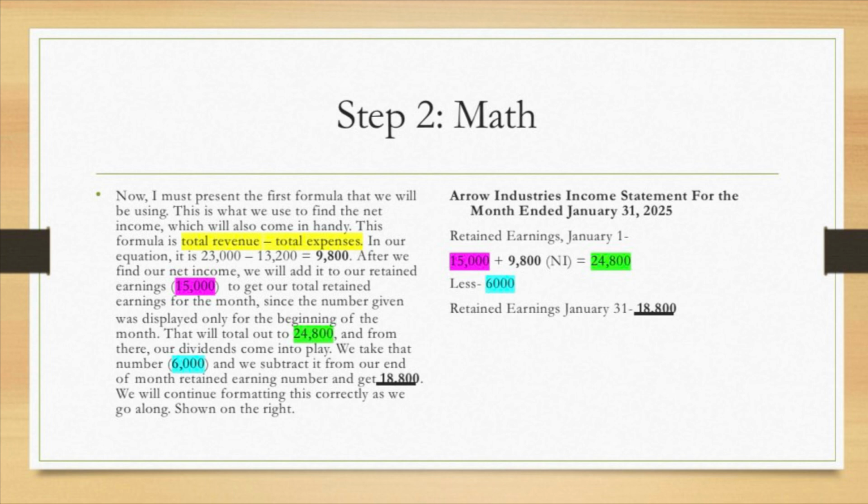After we find our net income, we will add that to our retained earnings, which is 15,000. That equals 24,800. And then our dividends finally come into play. We subtract the 6,000, which is our dividends, from 24,800, and we get 18,800. This will be the end of month retained earnings. And as we go along, we will continue formatting correctly. Shown to the right is the correct way to format this portion of the income statement.